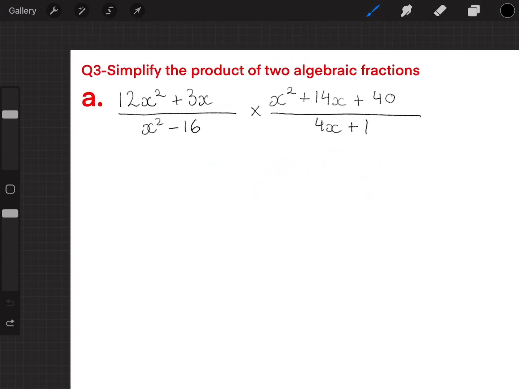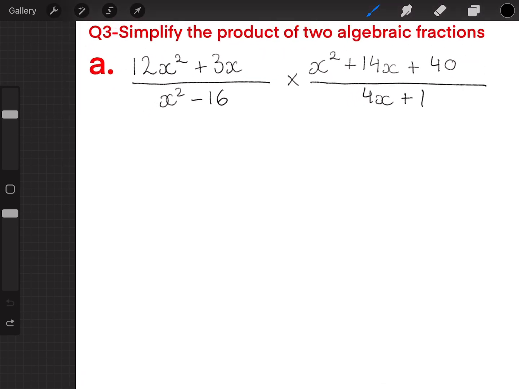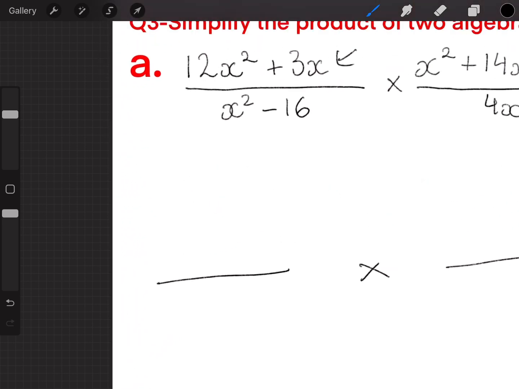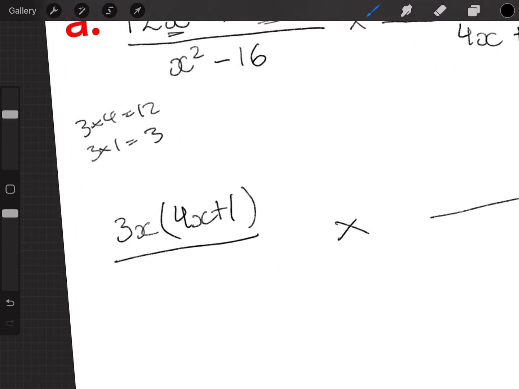Now we'll simplify the product of two algebraic fractions. So let's first just add down here two fraction lines and with the multiplication symbol in the middle. So we'll have to factorize the top of the first fraction. So we have to find the common factor, which is 3, because 3 times 4 equals 12 and 3 times 1 equals 3. Then we have to put x next to the 3 because x is in both terms, and then brackets next to 3x with 4x plus 1, because when you expand it, it equals 12x to the power of 2 plus 3x. So that's 1. And then we'll do the bottom part.